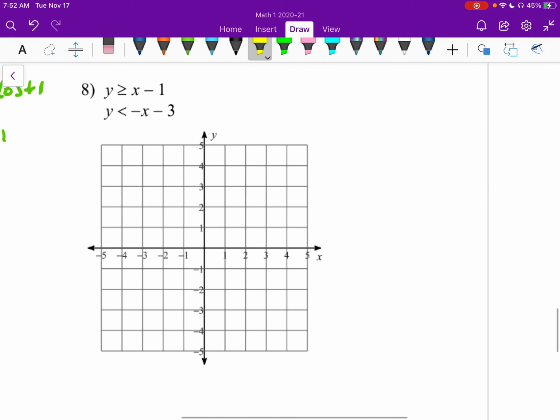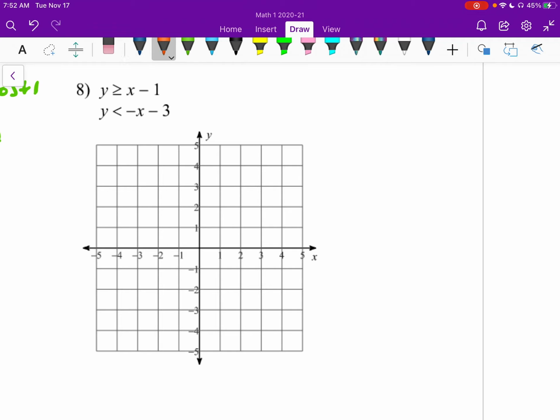And last one, number 8. The top one here has an intercept at negative 1 and a slope of 1, so that's really nice to graph, up 1 over 1. It's going to be a solid line. And for the green one, it'll have an intercept at negative 3, and it has a slope of negative 1. So I'll draw my points. It's going to have a dotted line, right?